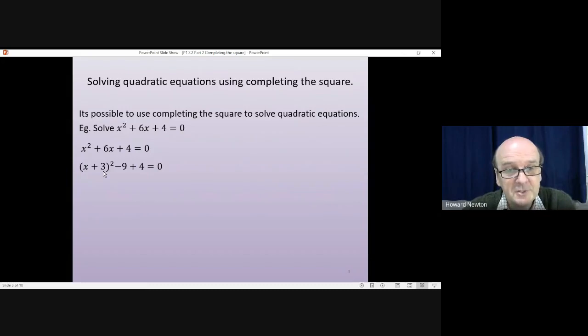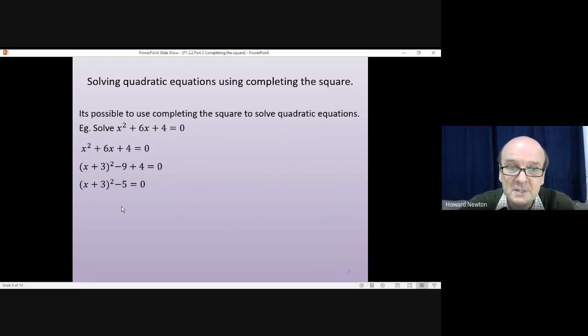But I'll also get a constant. I'll get 3 times 3. 3 3s are 9, so I need to take that 9 away because I don't want it. It wasn't in the original question. Plus 4 was, so I do want the plus 4. Now that's the completing the square bit. A little bit of tidying up. That'll give us minus 5.